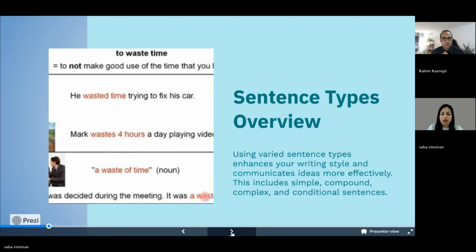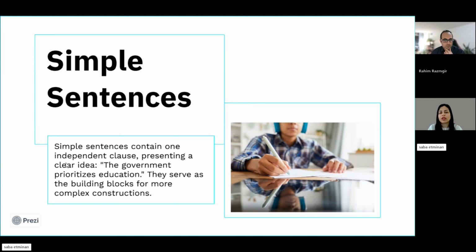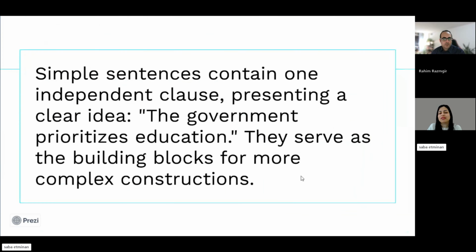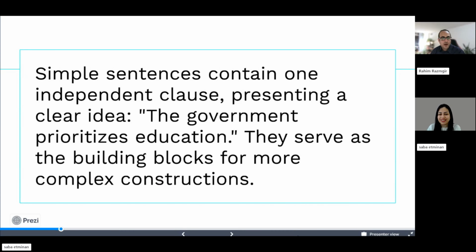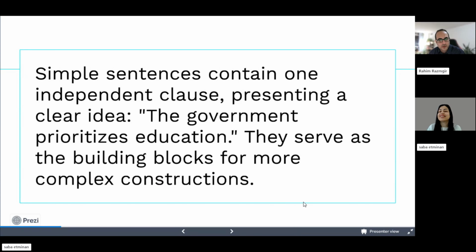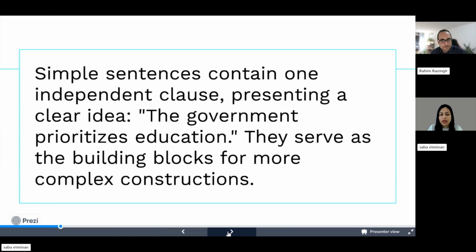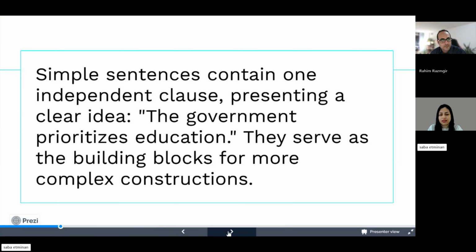Let's take a short introduction to them. What do we mean by simple sentences? A simple sentence just has one independent clause. Here, as you can see, is an example. Rahim, would you please read the example? The government prioritizes education. That's a simple sentence. And it's good that we don't use just simple sentences.